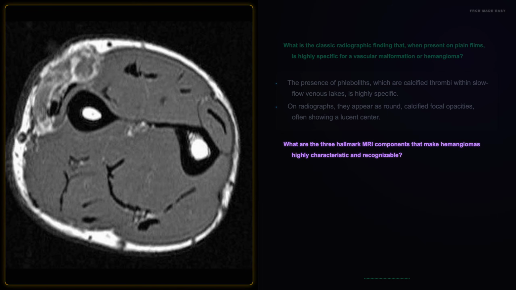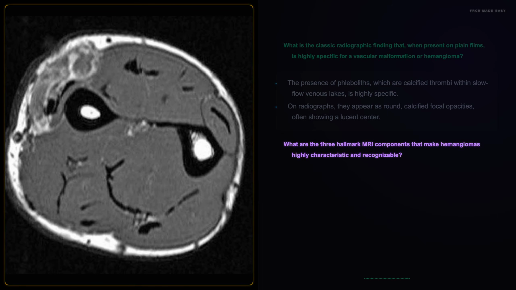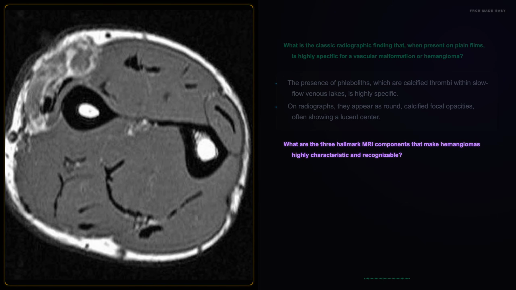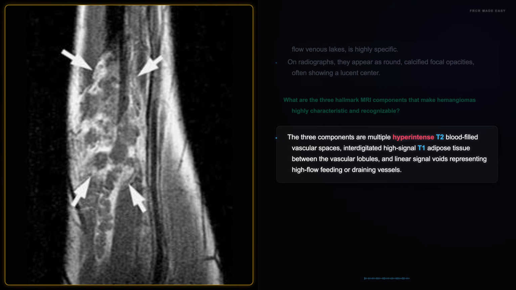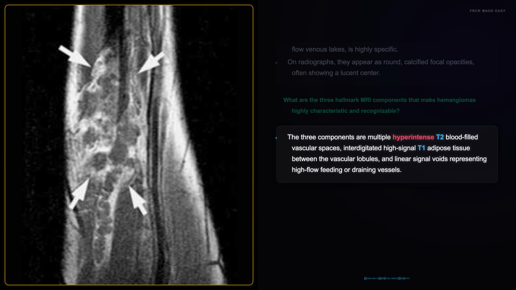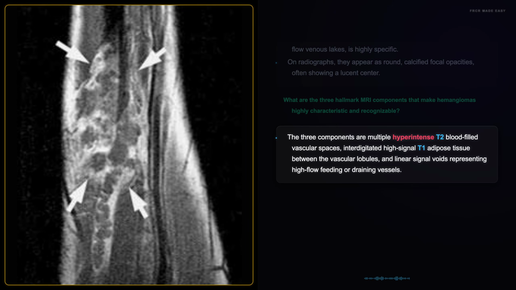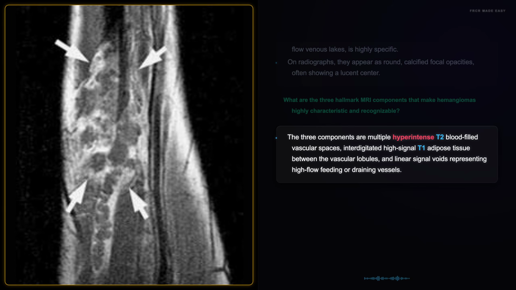What are the three hallmark magnetic resonance imaging components that make hemangiomas highly characteristic and recognizable? The three components are multiple hyperintense T2 blood-filled vascular spaces, interdigitated high-signal T1 adipose tissue between the vascular lobules, and linear signal voids representing high-flow feeding or draining vessels.